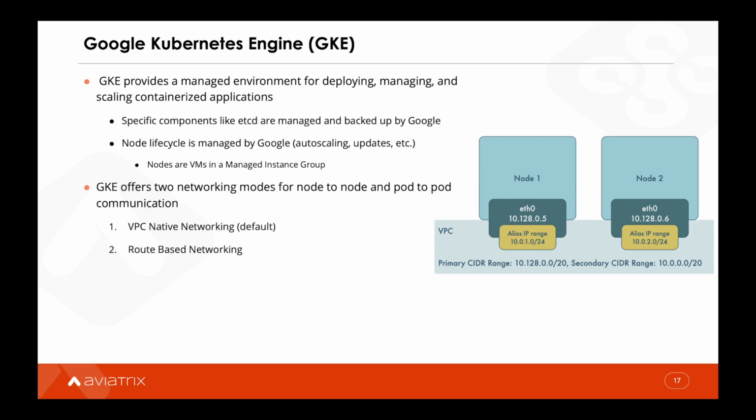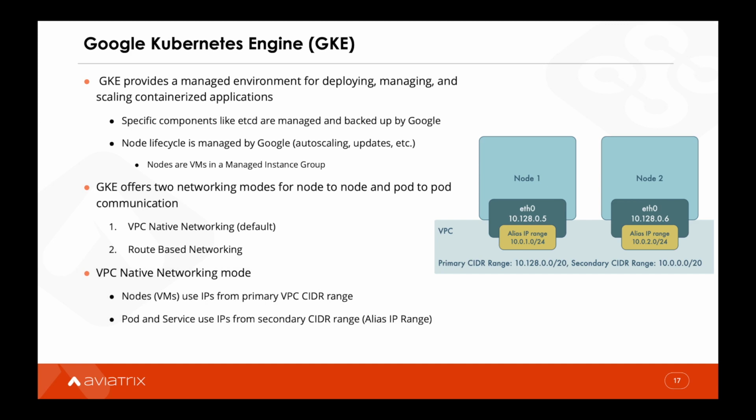If you look at the networking for GKE, GKE offers two networking modes for node-to-node or pod-to-pod communication. The first one is called VPC-native networking, and the second is route-based networking. Route-based networking is something Google does not recommend anymore. You should pay attention to VPC-native networking, which is the GKE default and recommended by Google.